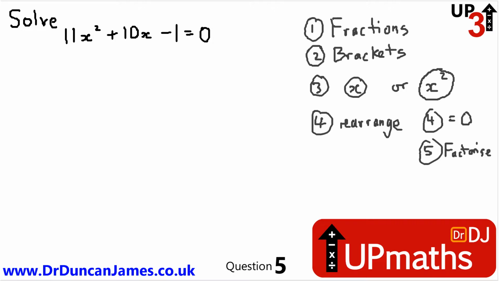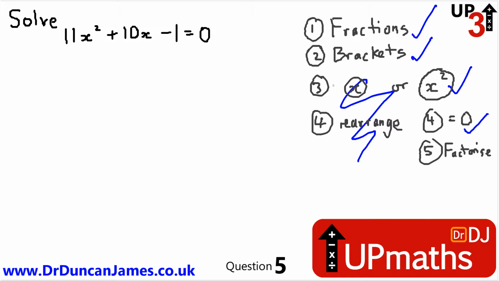So I'll stick my overlay on here so that I can talk through my answer. Are there any fractions? Nope. Are there any brackets? Nope. Is it an x or an x squared? It's an x squared. Is it equals 0? Yeah, wow, got all the way to there. I still think it's good to go through our checklist, because it means you're doing it every time, you're really getting that method down, getting it really good.